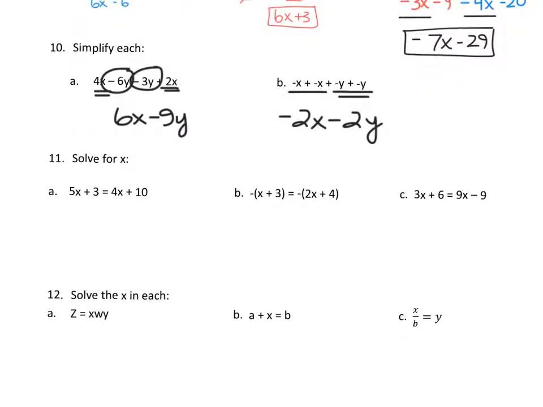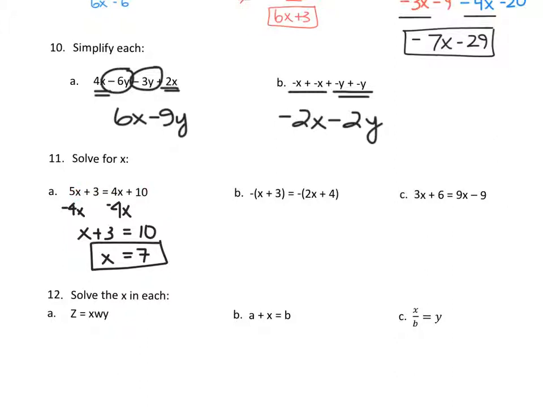Okay, for solving equations, what you want to do is get your x on one side. So this is a positive 4x, so I'm going to subtract 4x. So I'll have x plus 3 equals 10. And then I'm going to subtract 3 from each side to get x equals 7. And you really should plug in 7 for x and see if the left-hand side is equal to the right-hand side.